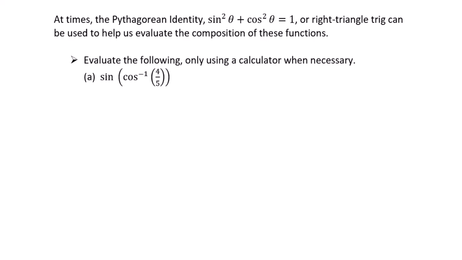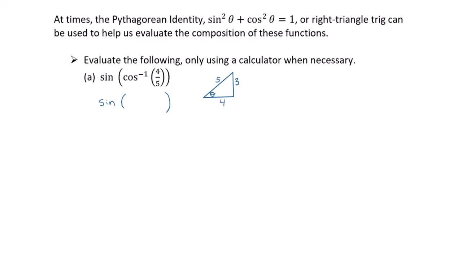Evaluate the following only using a calculator when necessary. Here I have the sine of the inverse cosine of 4/5. So what I'm wanting to do is find the angle that would give us the cosine of 4/5 and put that here. So let's go ahead and draw a right triangle. We'll call this angle theta. And I know that the cosine is 4/5, that's adjacent over hypotenuse. And from that I also know that this is a 3. I can use the Pythagorean theorem to find that.